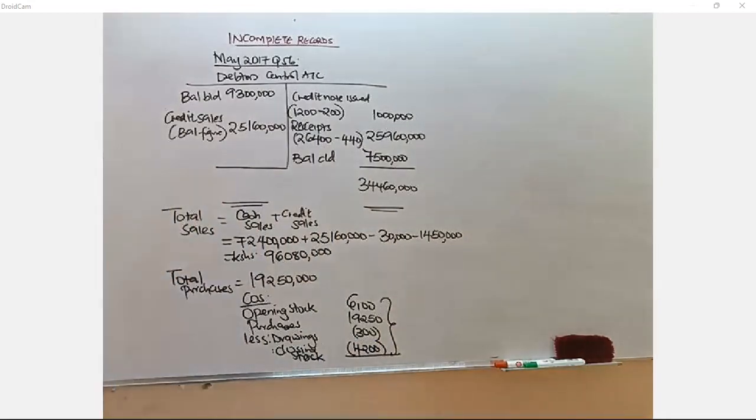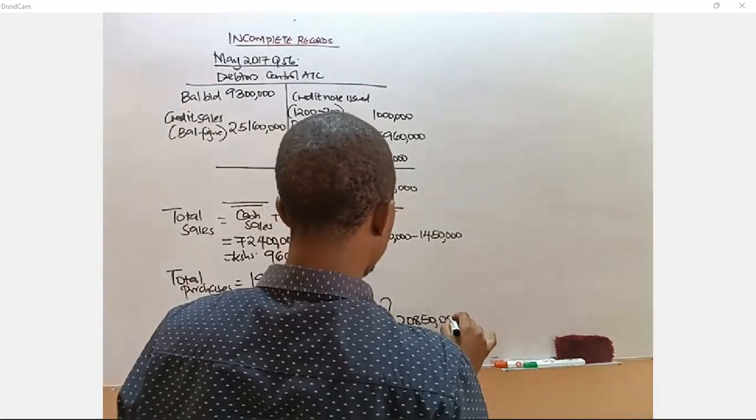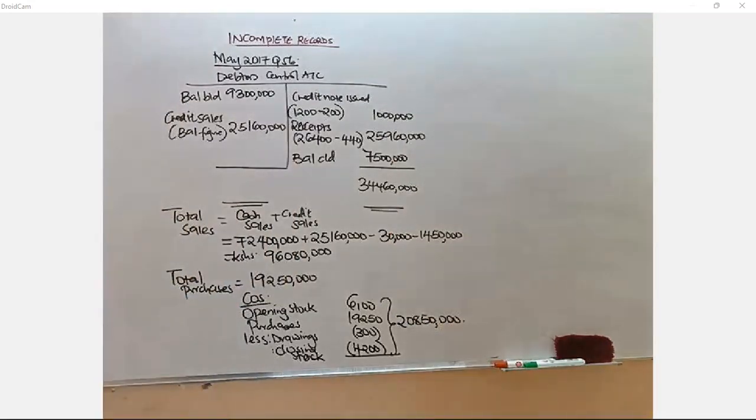So 6,100 plus 19,250 minus 300 minus 4,200. I can see we are getting 20,850,000. That is the adjustment work.